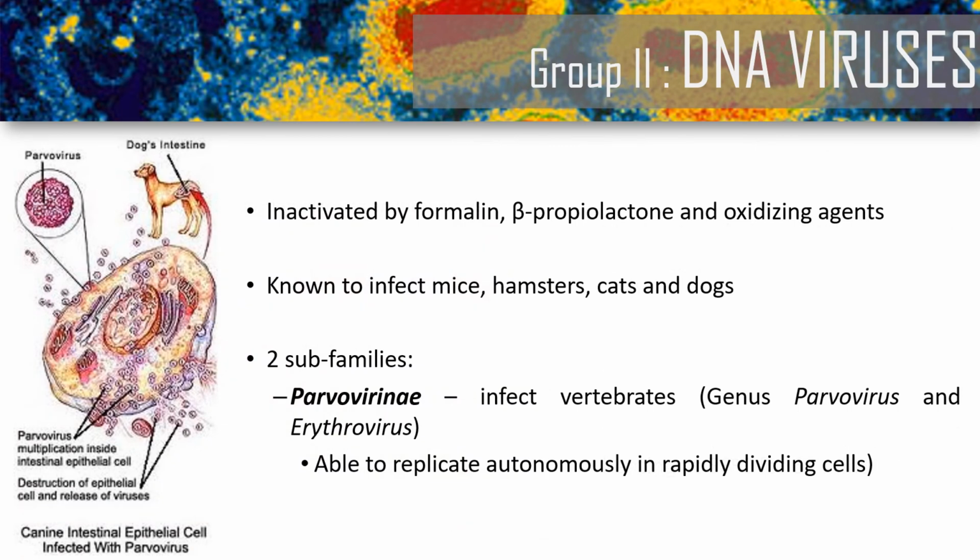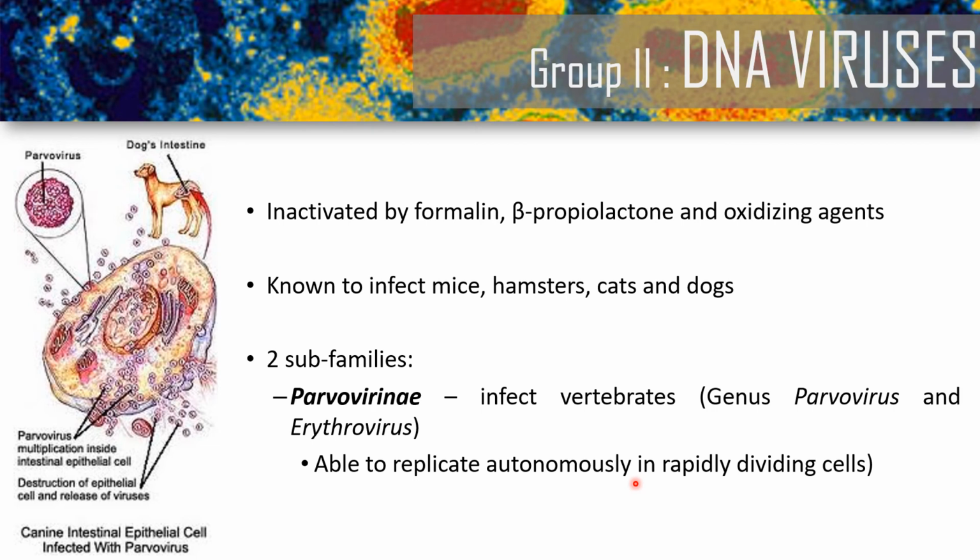So, it is inactivated by formalin, beta-propiolactone, and oxidizing agents. So, pag gumamit tayo nito, possible na mamamatay yung organism or virus. It is known to infect mice, hamsters, cats, and dogs. Pero yung pinaka-common is you have your dogs. Yan. So, sino yung may mga dog lovers or mga dogs, diba? Yung mga vet nyo talaga, nire-recommend na dapat magkaroon ng parvo vaccination.